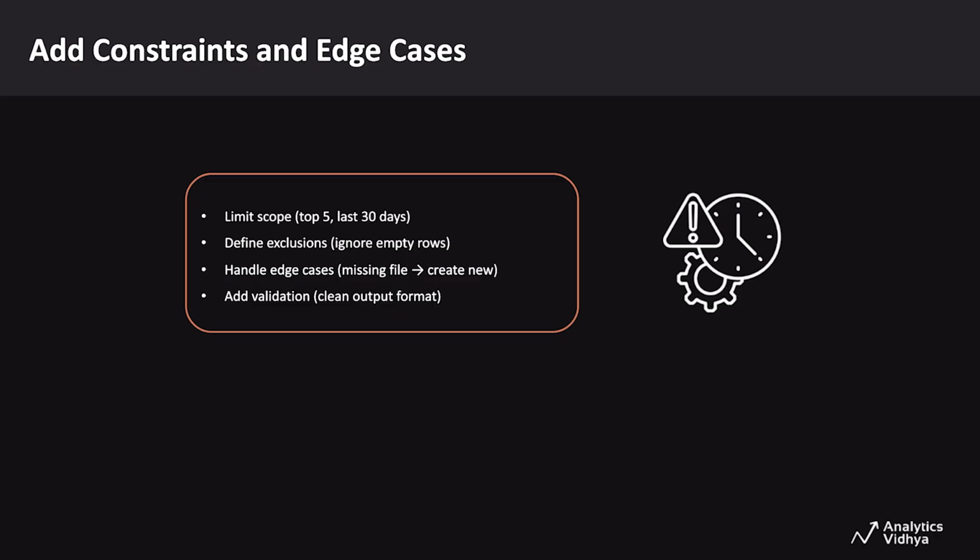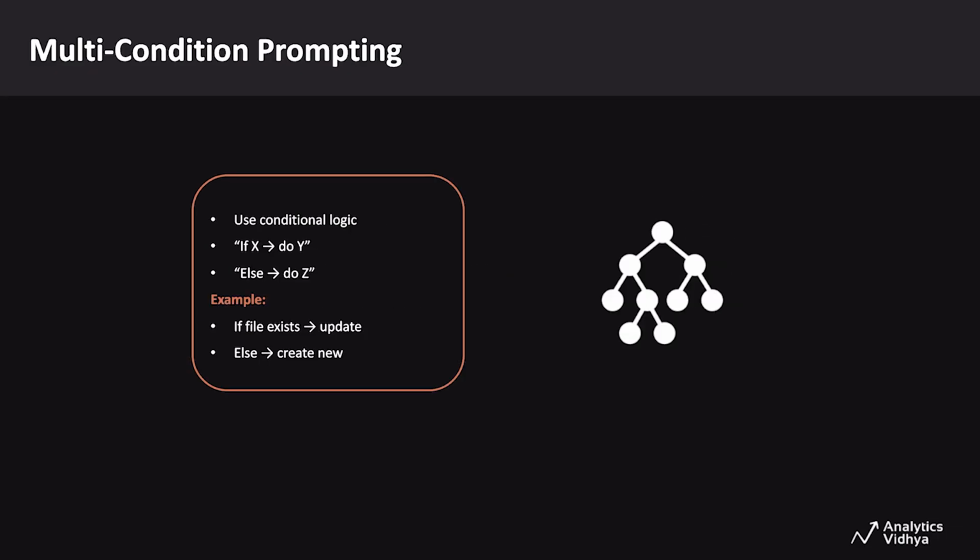These constraints guide Co-work's behavior and help it handle the unexpected. And by including edge cases, you make sure Co-work does not just blindly run through the task. It is flexible and adaptive. The more detailed your constraints, the less room there is for errors or surprises. Another important concept is multi-condition prompting. With this, you can use conditional logic in your prompt. For example, if X is the case, then do Y, otherwise do Z.